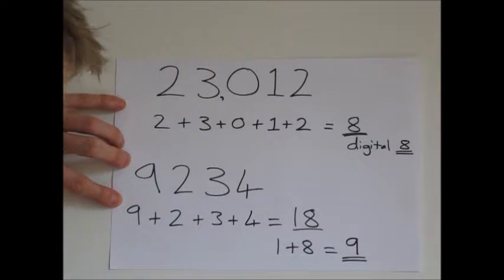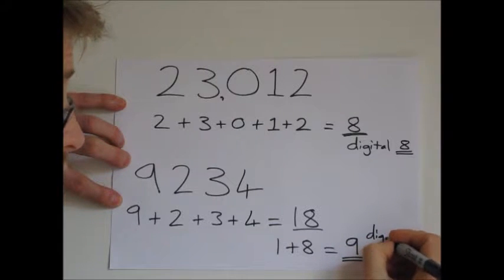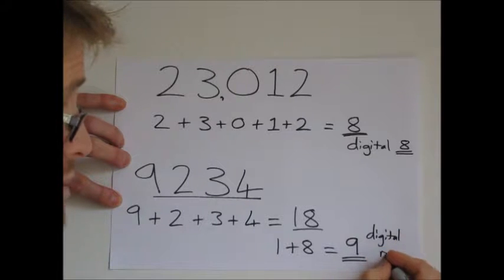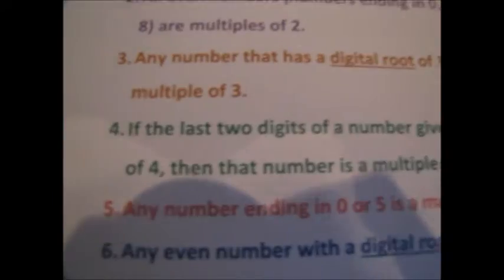Now, is that in the 3 times table? Yes, it is, because it ends in a 9. That is its digital root. So 9,234 is in the 3 times table. Okay? Okay, number 4, the green one.